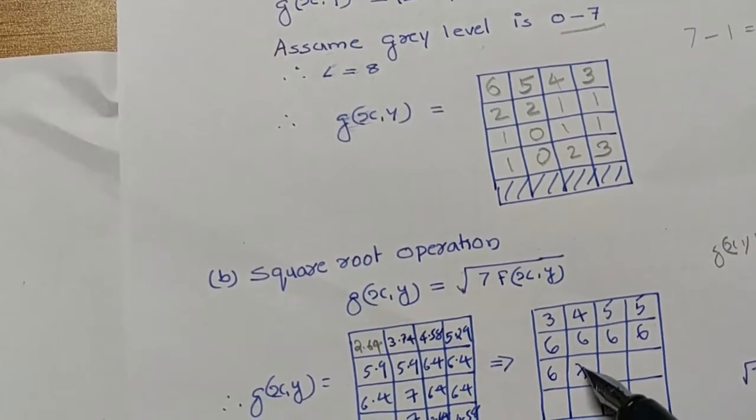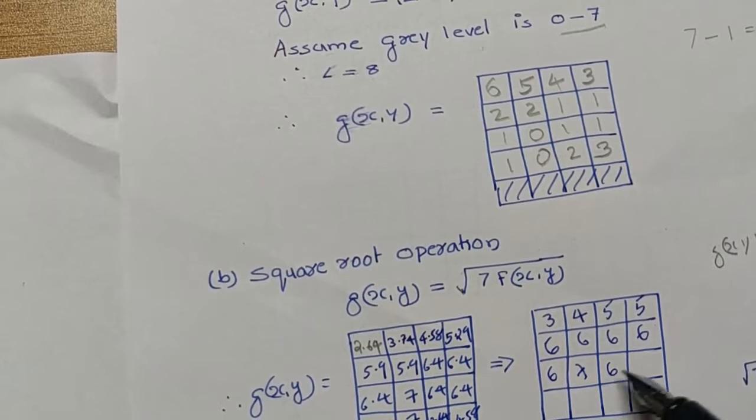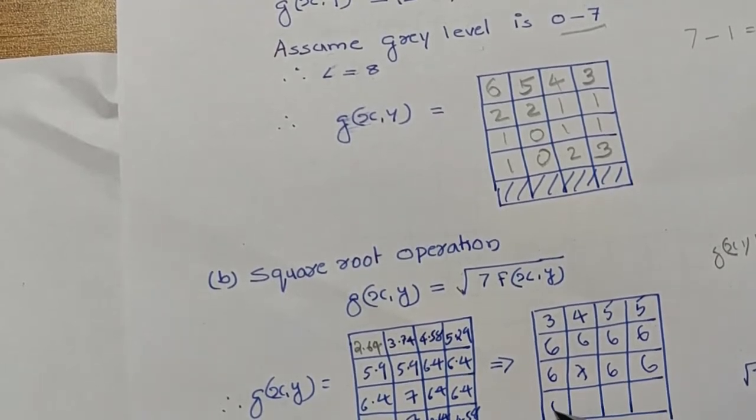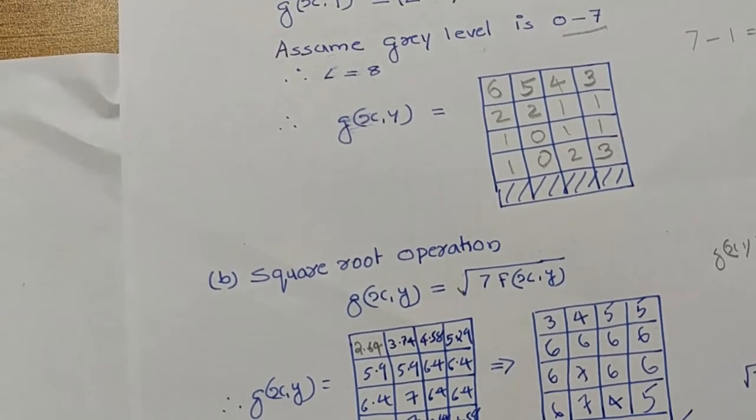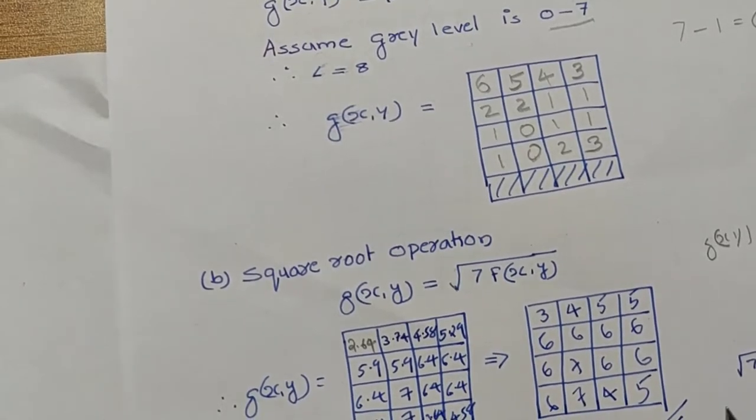7 is rounded to 7. And 6.4 is again rounded to 6. And 3.64 is rounded to 4. 4.58 is rounded to 5. Okay, this is the final answer. This is the final result.